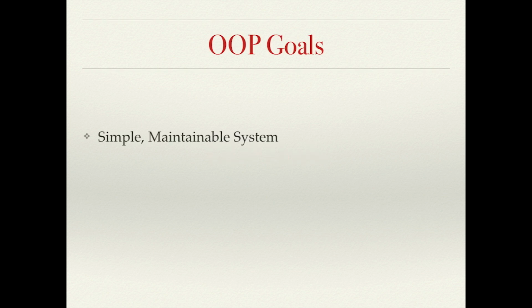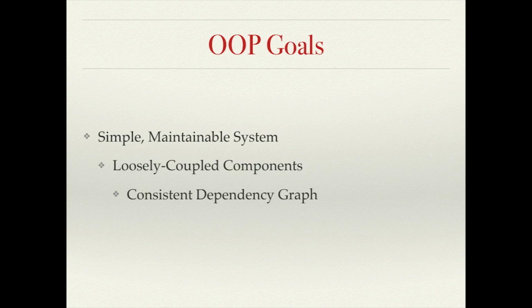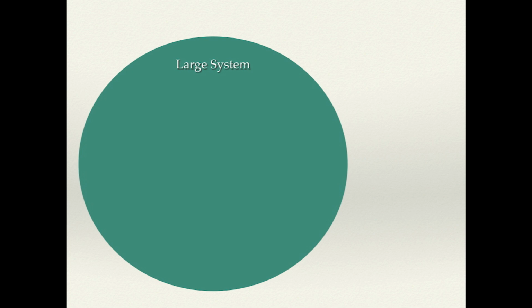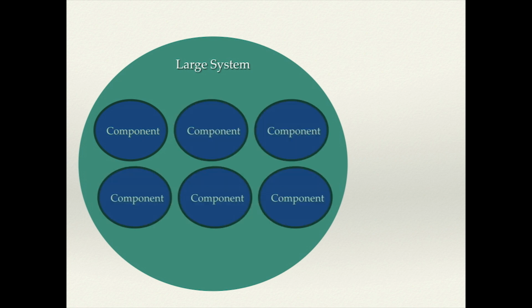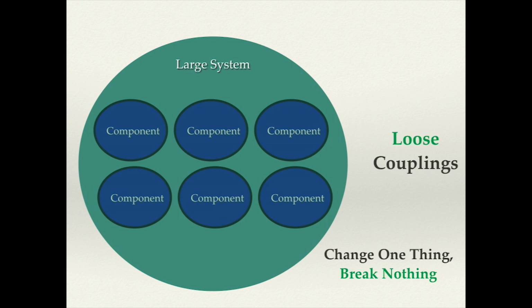Obviously we want to achieve a simple, maintainable system. And to do that, we want to have loosely coupled components so we can also show a consistent dependency graph. And a way to achieve all this, that's what design patterns are for, right? So now if you get back to that large system and you have all these components working together, now they're all nicely isolated, right? They're not intertwined together. So now it's a lot easier to change something without breaking everything, right? So at a high level, I just want you guys to keep this mental picture.